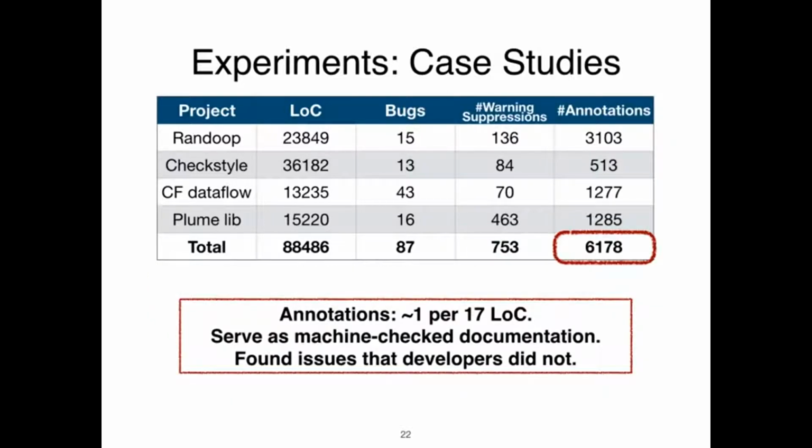We also wrote annotations at code locations where the specification diverged from the default types applied by our approach. These annotations also serve as machine checked documentation, and they help find issues that the developers could not.